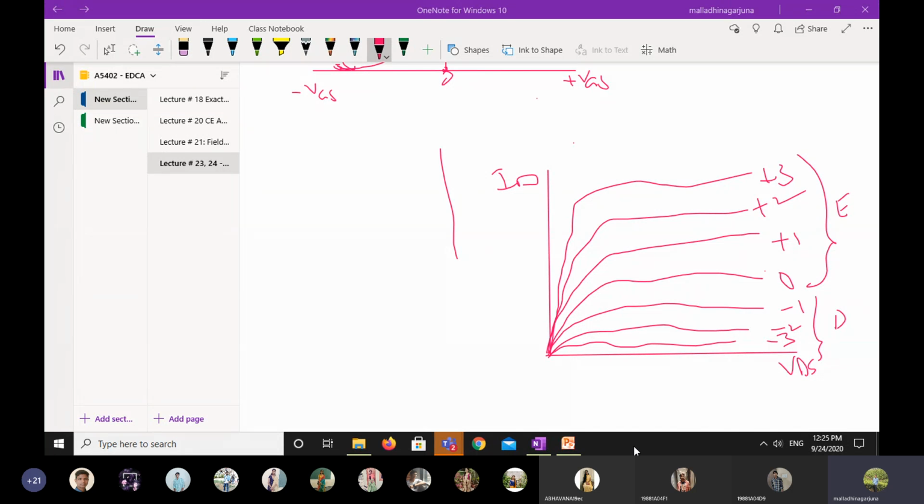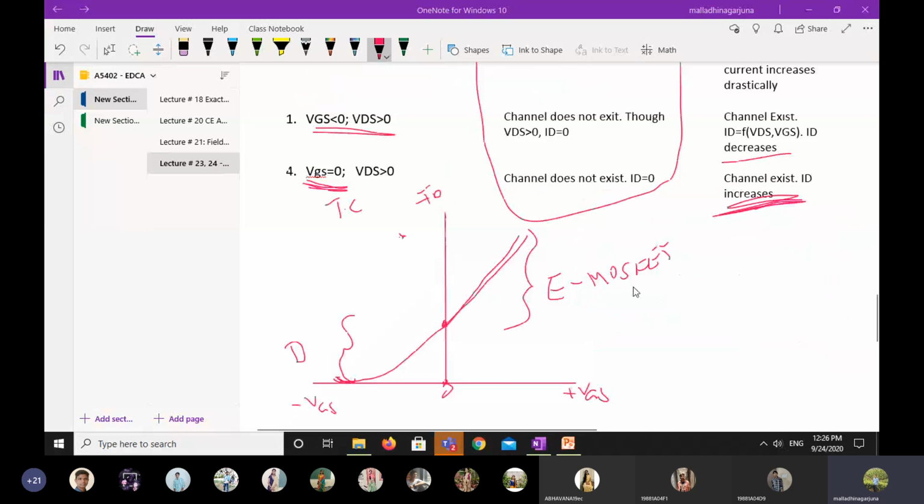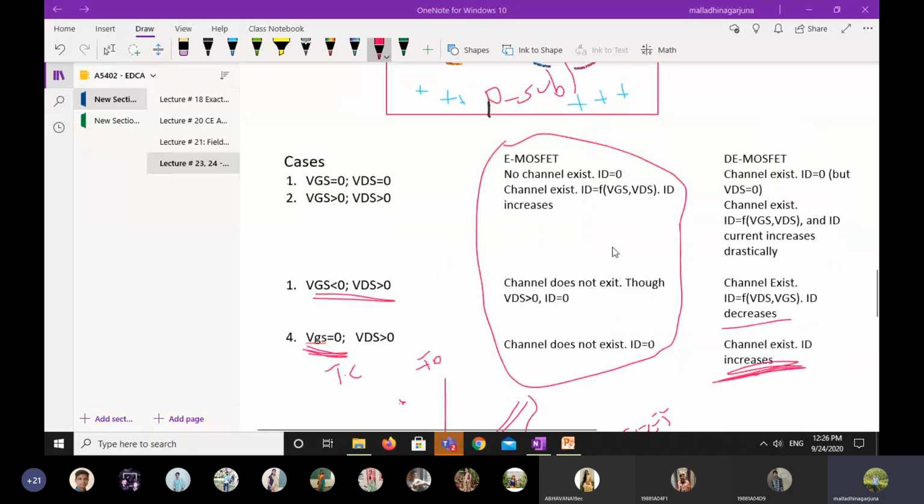The third module, whether it is depletion, enhancement, or JFET, only depends on VGS and VDS. So please concentrate on the conditions: if you apply this condition, what happens? The table is prepared for N channel JFET, P channel JFET, N channel MOSFET, and P channel MOSFET. So we know six types, and you can create that table and get clarity.